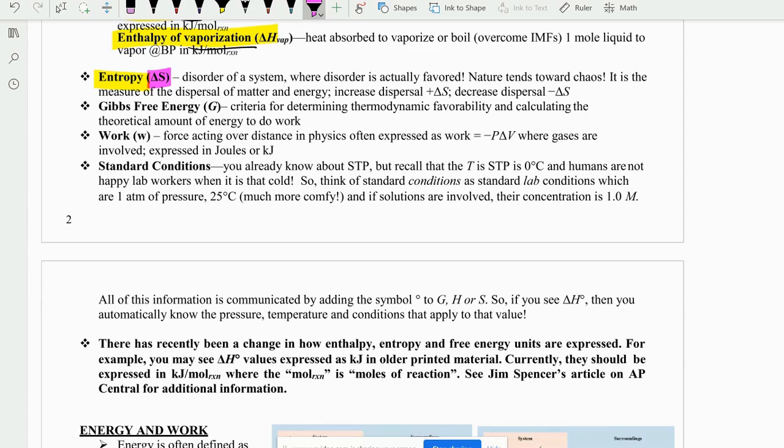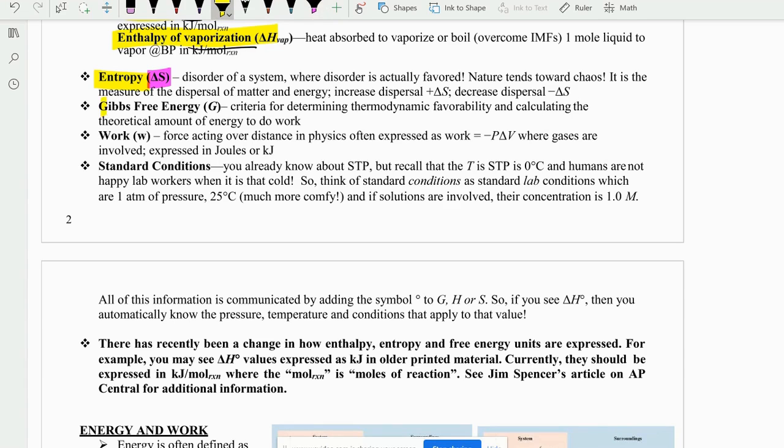Now, nature tends towards chaos, believe it or not. It is actually simply defined as the dispersal of matter and energy, okay? And so if you have an increase in entropy, you're going to have more of a positive value, more chaos. If you have a decrease in entropy, you're going to have a negative S value.